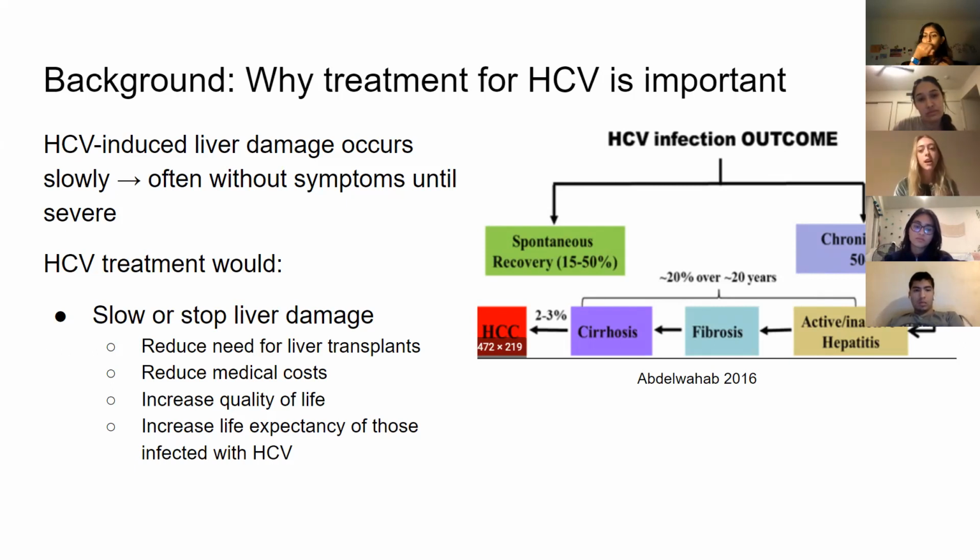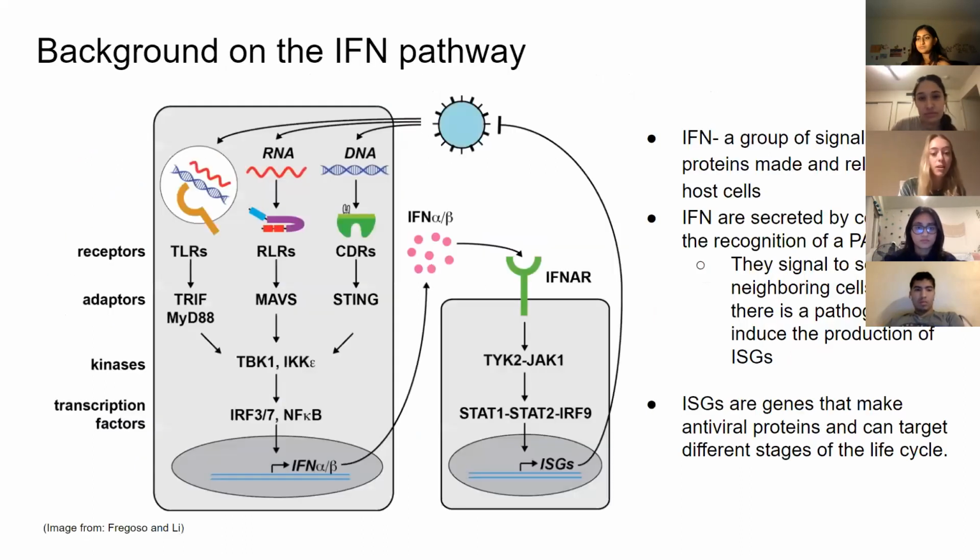life expectancy. As you can see in the picture, up to 85% of people with HCV have the chronic form, and about 20% actually develop liver damage, which is a really scary thing. So now I'll hand it over to Daniel.